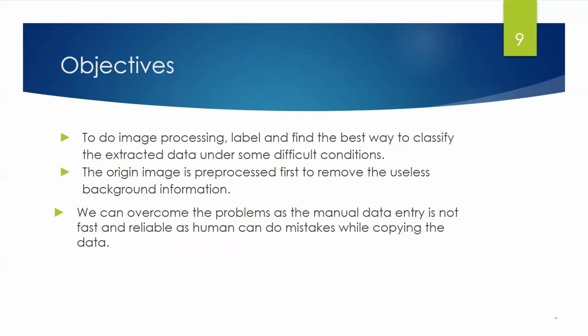So objective. To do image processing, label and find the best way to classify the extracted data under some difficult conditions. The original image is pre-processed first to remove the useless background information. So we can overcome the problems as the manual data entry is not fast and reliable, as human can do mistakes while copying the data.